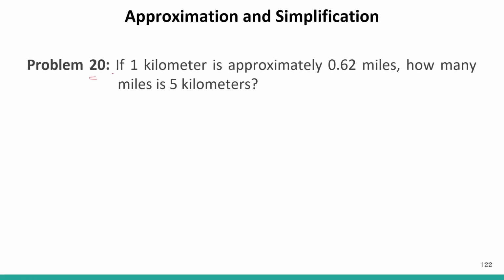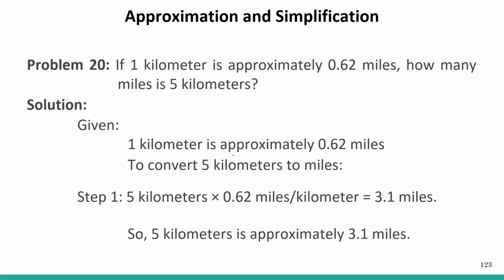Let's go for problem 20. 1 kilometer is approximately equal to 0.62 miles. So how many miles is 5 kilometers? So 5 into 0.62. So this will be the correct answer. It will be 3.1, 3.1 miles.